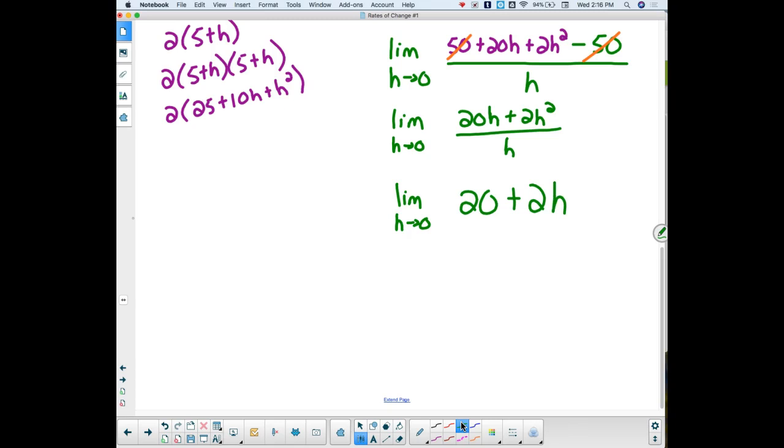And now I can send h to 0, which means any term with an h in it is going to go away, and that's going to give me my IROC here at 5 seconds is 20. Again, we threw the meters per second on there. Okay. Question?